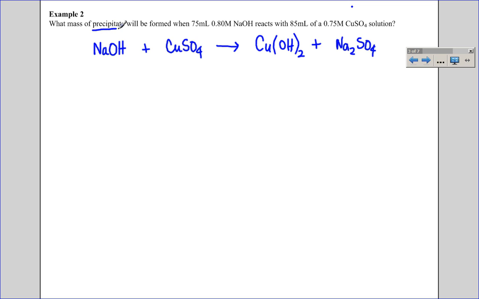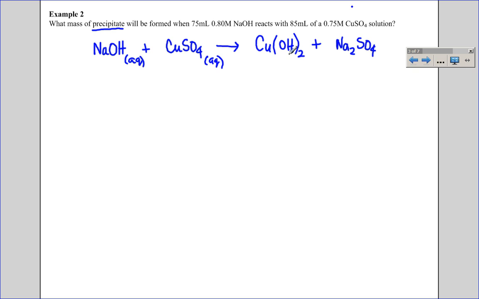Now the question asks us for what mass of precipitate, so we need to identify which one of these is going to be the precipitate. If you use the solubility rules, you'll see, and this is just good for practice, that sodium hydroxide is aqueous, based on the rule that all compounds of the alkali metals are soluble. For the sulfate, all sulfates are soluble except if they're combined with lead, calcium, strontium, mercury, or barium. So that means that copper sulfate is going to be soluble or aqueous.